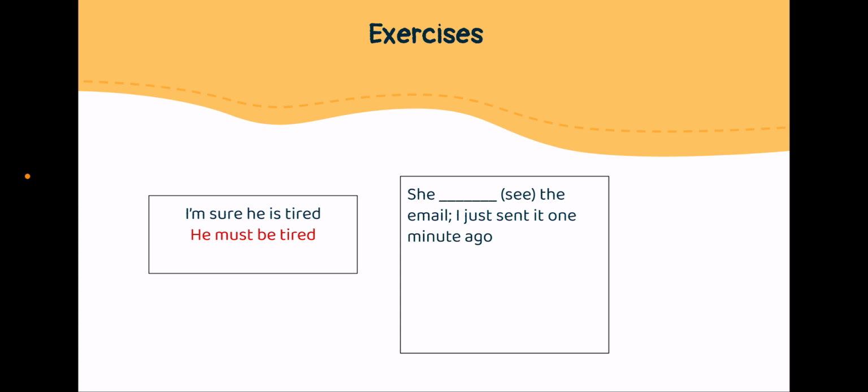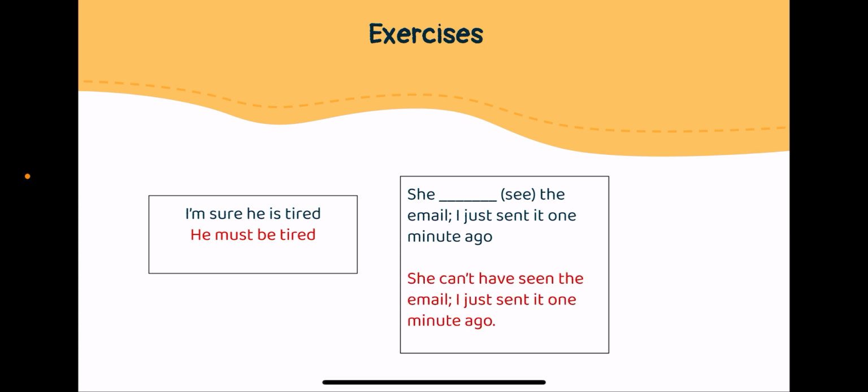Now, complete the sentence using a modal of speculation and using the verb to see in the correct tense. She can't have seen the email. I just sent it 1 minute ago. So as you sent it 1 minute ago, it's almost impossible that she saw the email. That's why it's she can't have seen. Because you're talking about a modal of speculation in the past. That's why you use have seen and not saw or see.